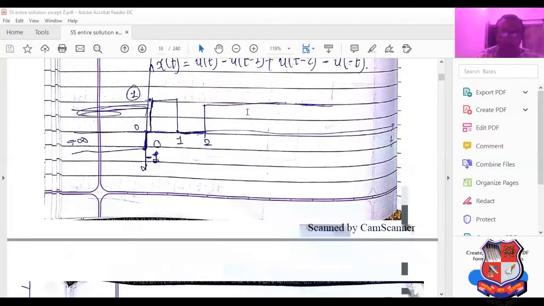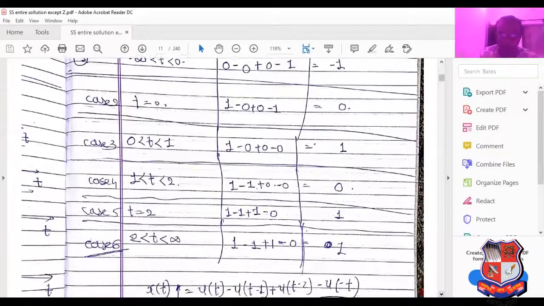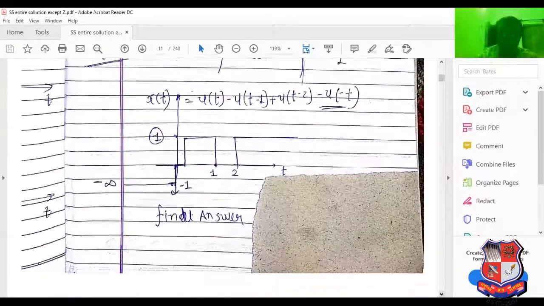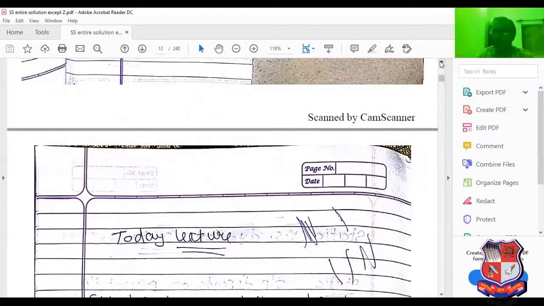Now see this entire calculation. Now see this x of t. Based on that, we have identified x of t minus 2, x of t minus 3, whatever shifting operation we have identified based on the given signal. So the signal operation topic has been completely discussed here: shifting operation, scaling operation, and folding operation. These three operations are totally completed here.